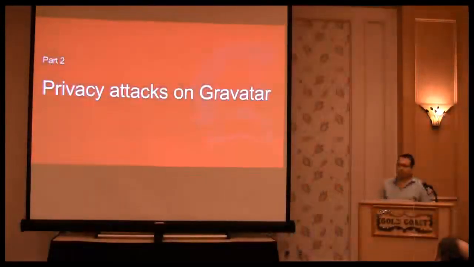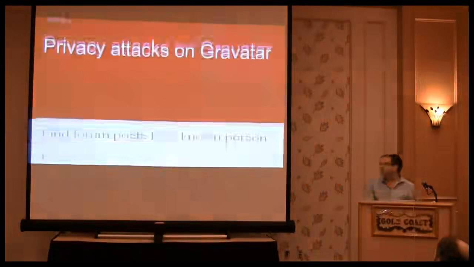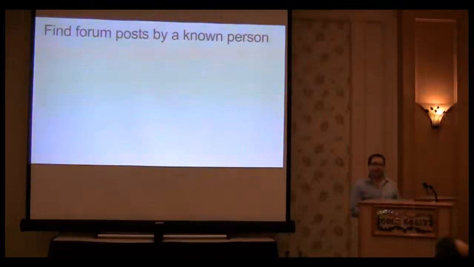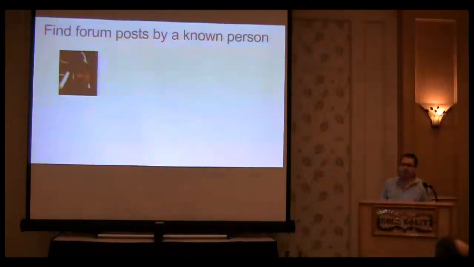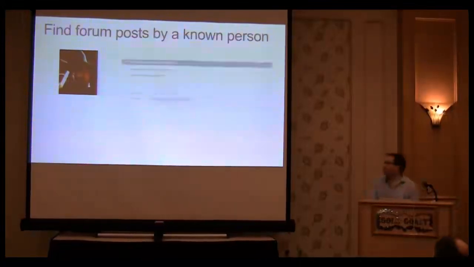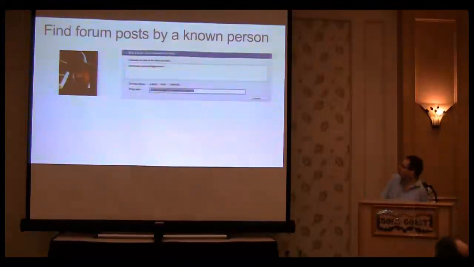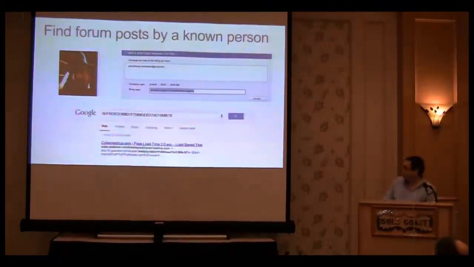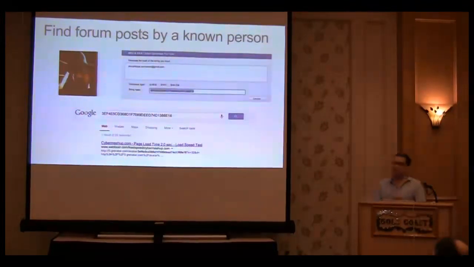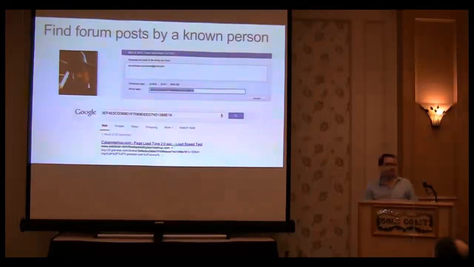Okay? So what are the privacy risks caused by that? The first thing is that if I know someone and I know his email address, I can find if he posts on a public website. Who knows this guy? Okay, that's Jean-Philippe Aumasson. So I know his email address here, and I hash it with MD5. Then I Google it, and I can find that he posted on this site. See? So already you can stalk people like that.